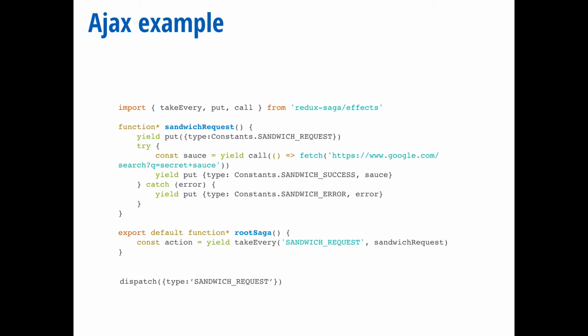Yeah, so we will dispatch it from the view with an action creator like this. And take every will observe this particular action and then call this sandwich request function. And then we put that we are doing, in fact, we should do sandwich request requesting or something like that. I copied this example from the thanks example. Anyways, it's like this. You do something like I'm receiving this, I'm starting this request, and then I have success or error.